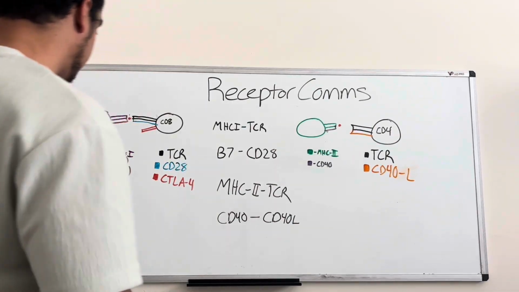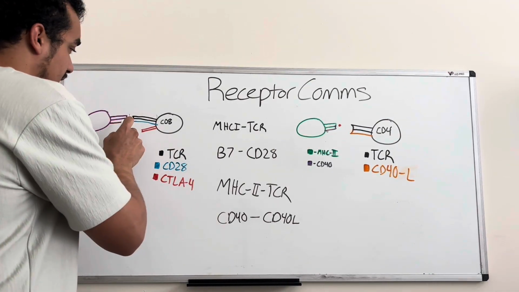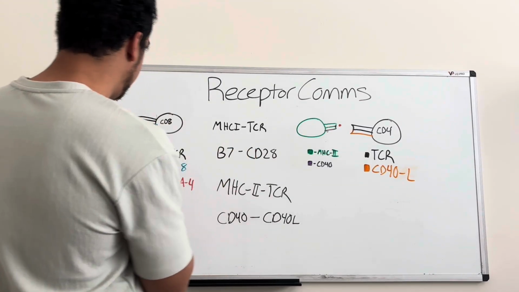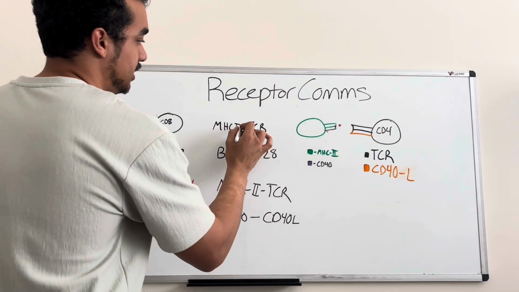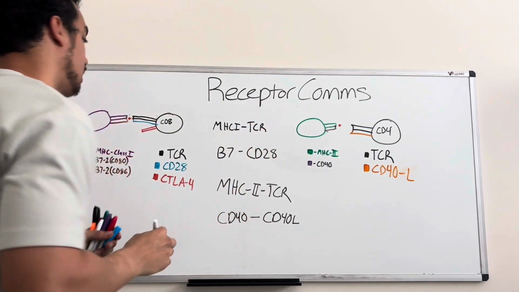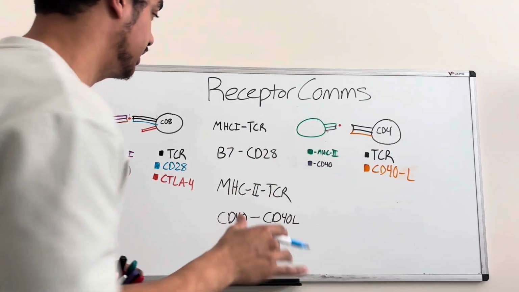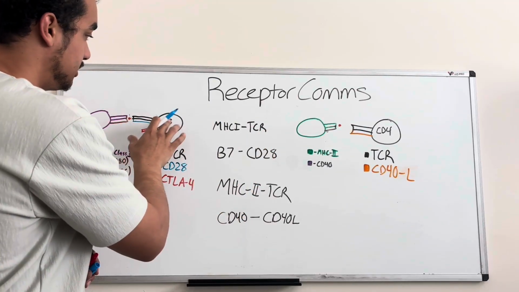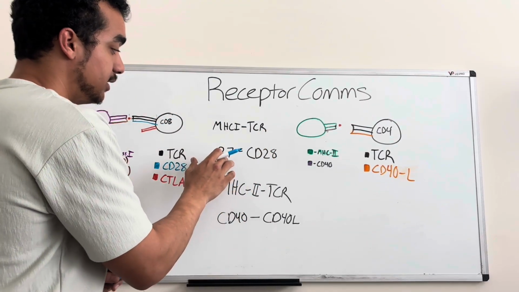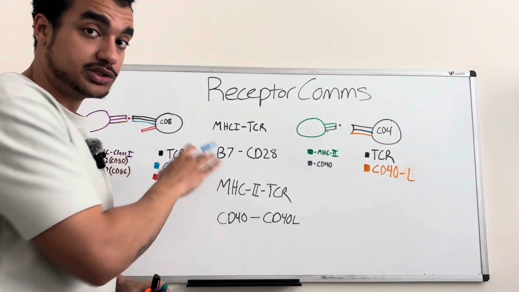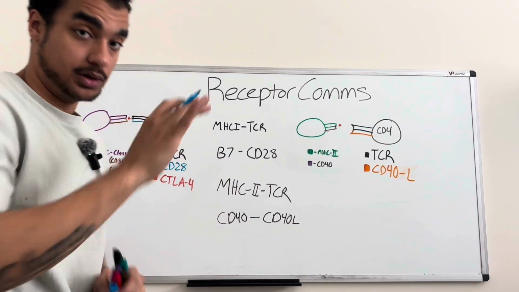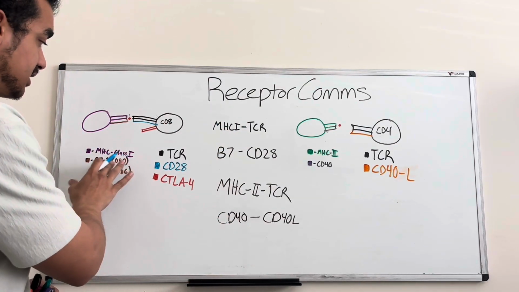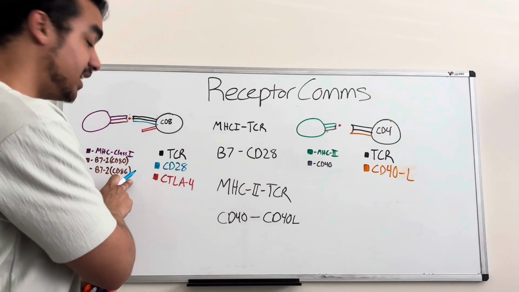All right. So MHC class 1 would bind to the T cell receptor, right? They bind to the T cell receptor. Okay. So the receptor communication that's occurring here is MHC1 is going to bind to the T cell receptor on the CD8, right? And then there's something called a B7 also on the MHC1. So on all nucleated cells, they have a B7, otherwise known as a CD80. B7-1 is CD80, B7-2 is CD86, right?